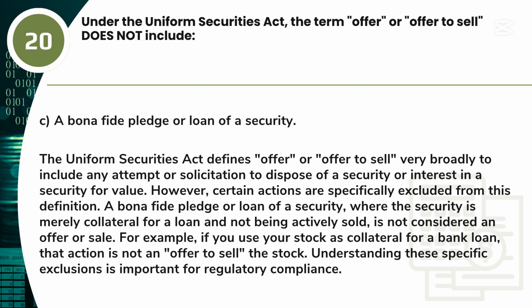The Uniform Securities Act defines offer or offer to sell very broadly to include any attempt or solicitation to dispose of a security or interest in a security for value. However, certain actions are specifically excluded from this definition. A bona fide pledge or loan of a security, where the security is merely collateral for a loan and not being actively sold, is not considered an offer or sale. For example, if you use your stock as collateral for a bank loan, that action is not an offer to sell the stock. Understanding these specific exclusions is important for regulatory compliance.